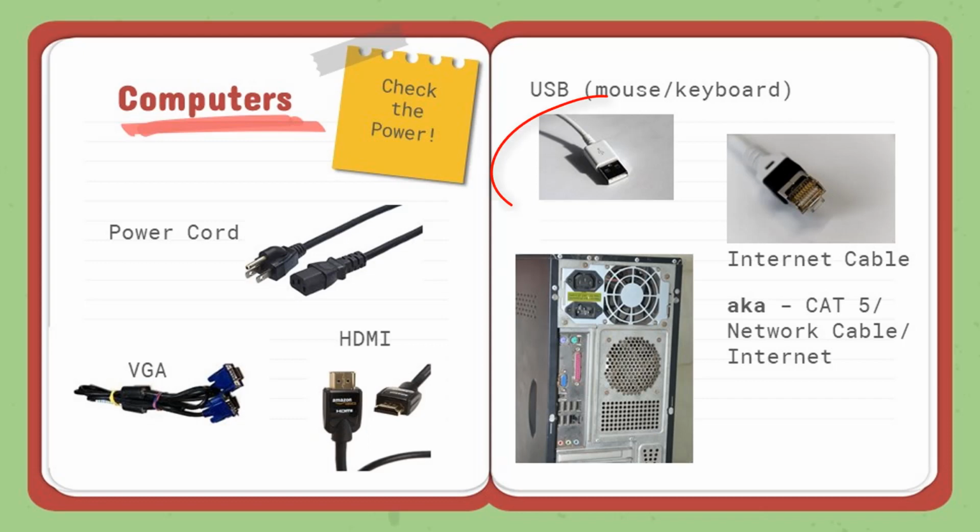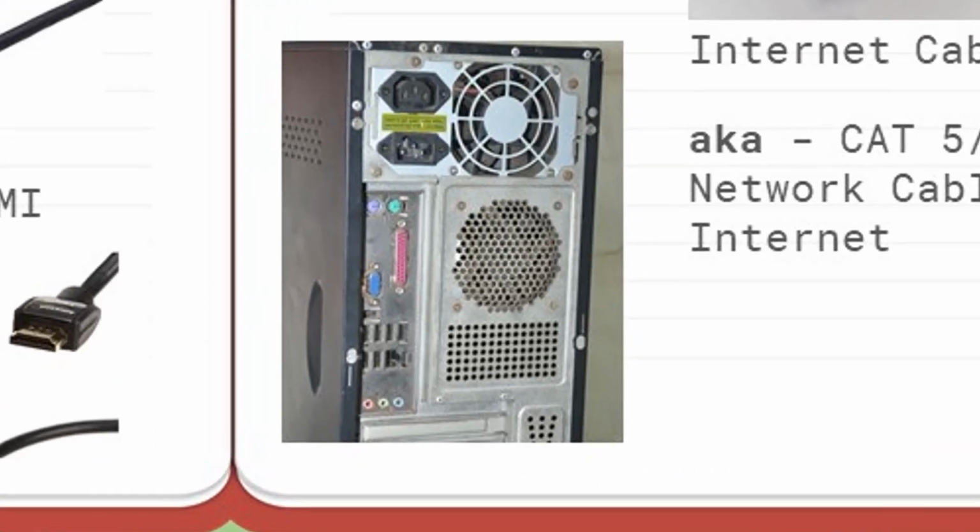On the right-hand side of your screen, you'll see a USB cable, which is mostly used with mice and keyboards, and then the internet cable. It's also known as a Cat5 or network cable for the internet. Finally, you can see the back of the computer to get an idea where each of these pieces go.